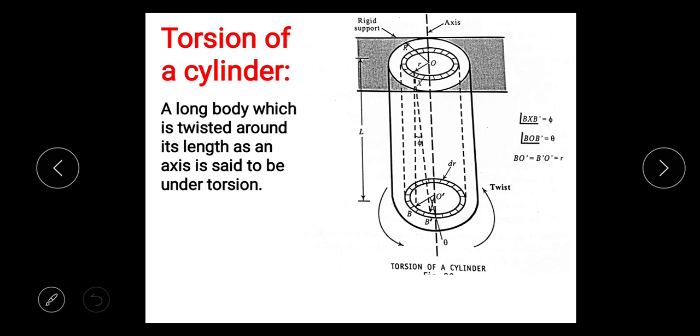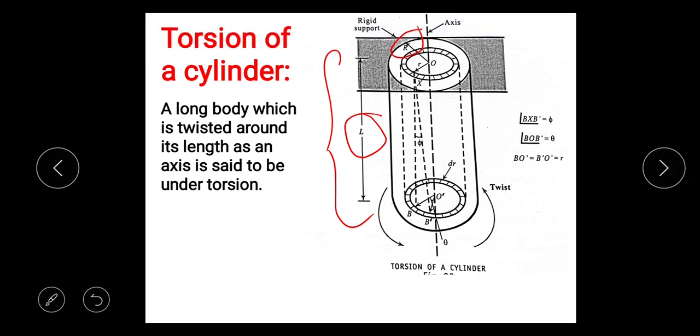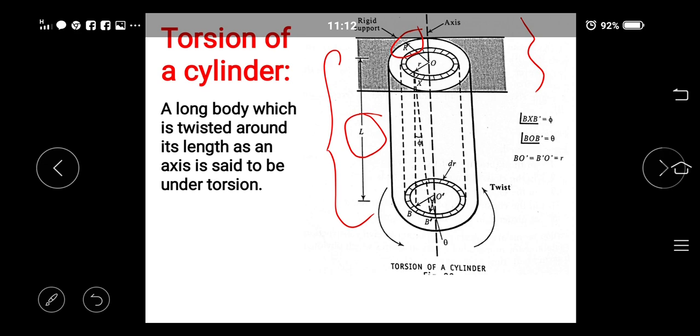A long body which is twisted around its length as an axis is said to be under torsion. So consider a long cylindrical rod of length L. So this is the cylindrical rod of length L. L is given here. And the radius of that cylindrical rod is R. So R is written here. And this rod is fixed at its upper end. Here this is the rigid support, fixed to rigid support.